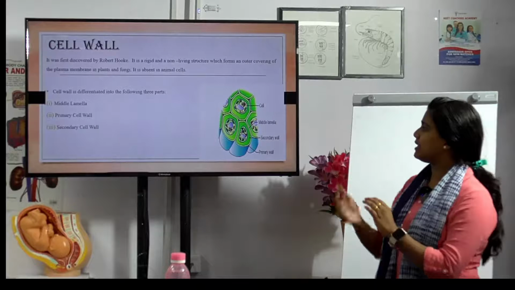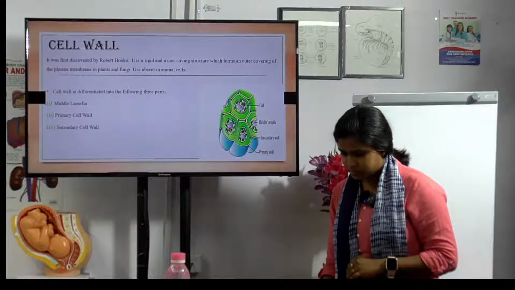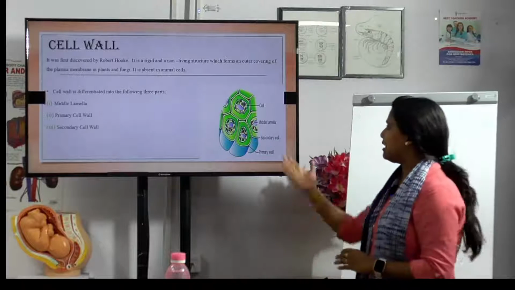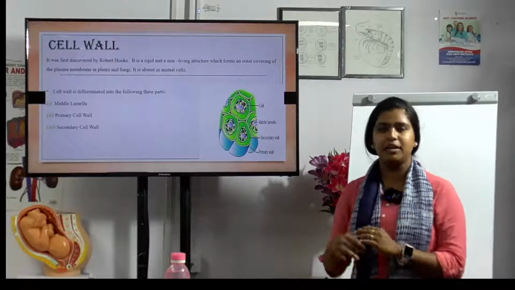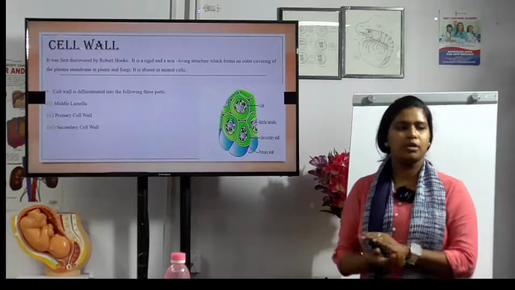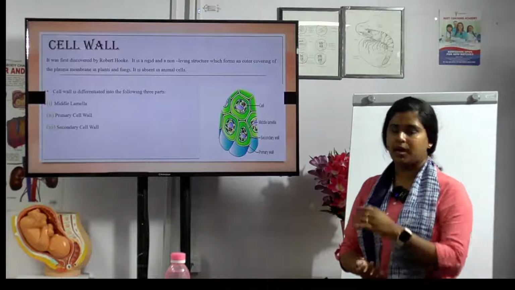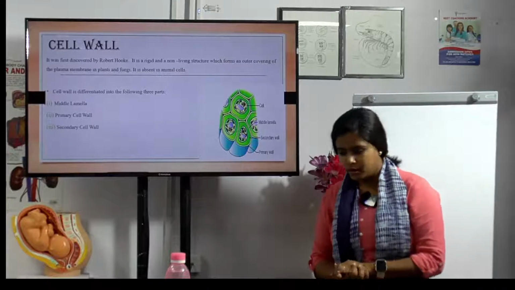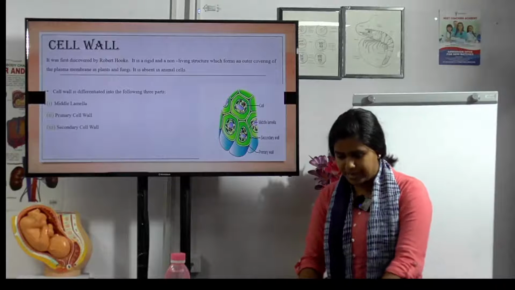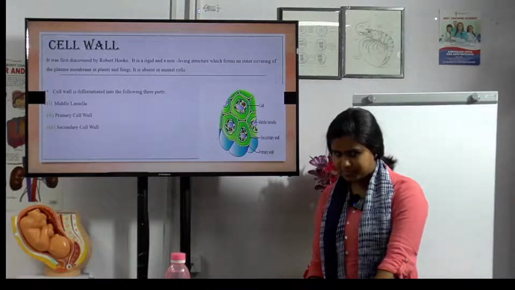And the primary cell wall, one minute. The primary cell wall is inside the middle lamella, the primary cell wall of a young and growing cell. The one growing inside that primary cell wall is the secondary cell wall. Inside the lamella is the primary, inside the primary is the secondary. And the middle lamella is made up of what? Primary cell wall.